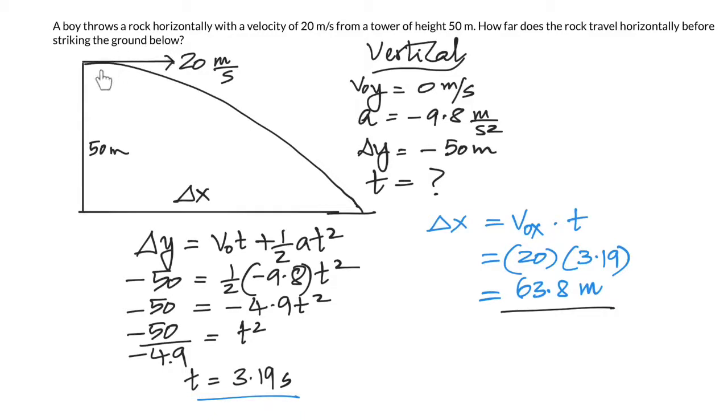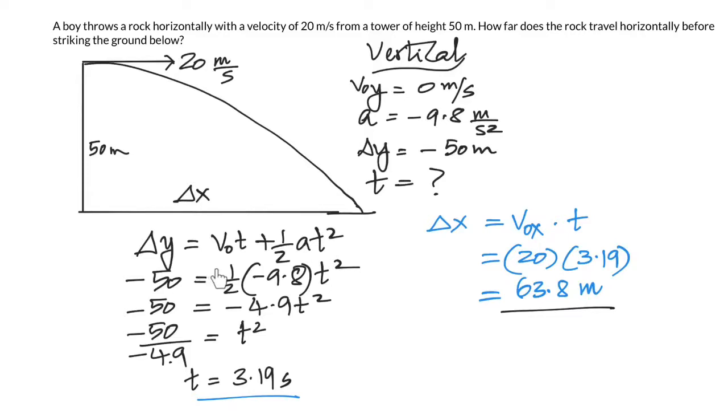So the difference here is that you need not resolve it into horizontal and vertical because it does not have a vertical component. Or in other words, the initial vertical velocity is 0. A is negative 9.8 meters per second squared, delta y is negative 50 meters. Once again, find the time. We use the same equation as before.